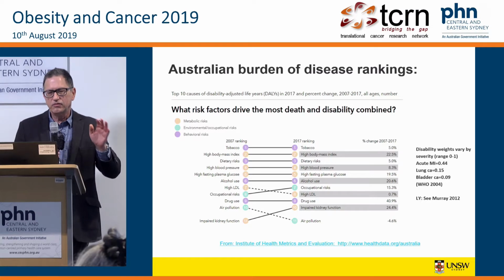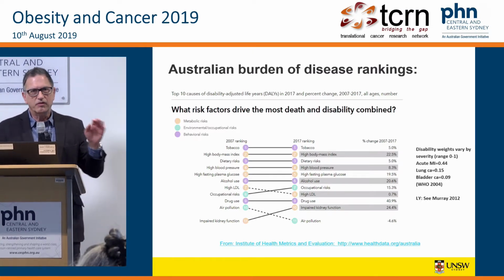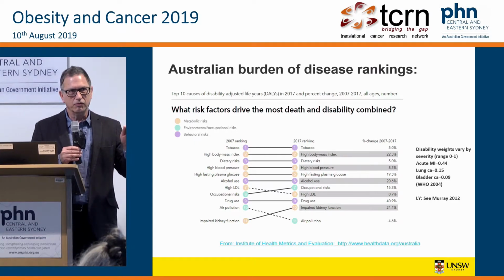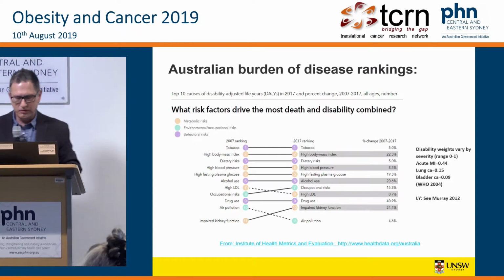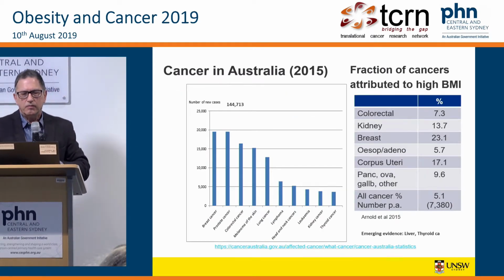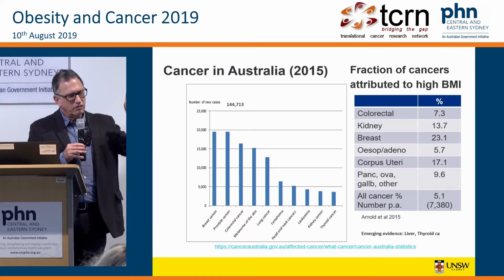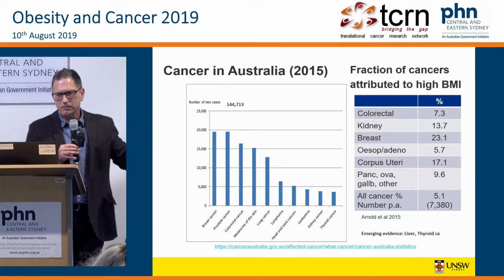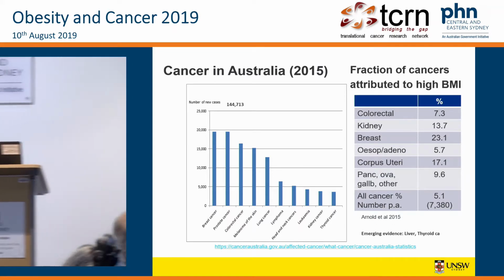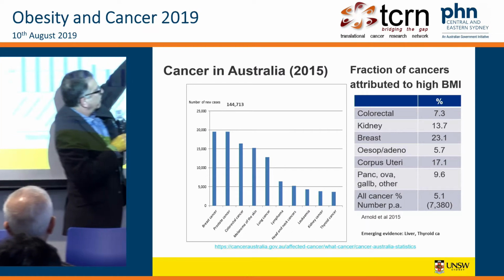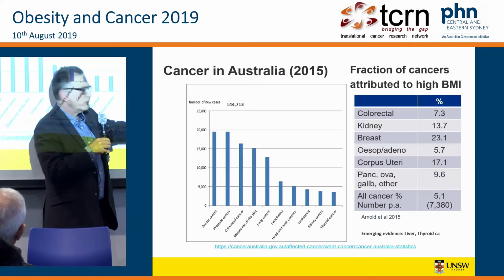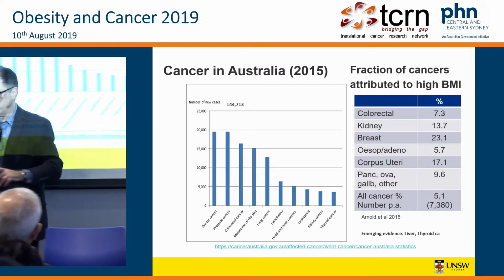From Australian burden of disease rankings, high body mass is the second most important cause of premature death and disability, okay? So that's very important. Smoking comes first, but BMI comes second. As I said before, obesity causes certain cancers, but not others. It causes about 5% of all cancers. This is the list here. Colorectal is the main one because of the numbers, and breast is the main one. But there's emerging evidence on the importance of liver cancer in BMI, and you'll hear about that a little later.